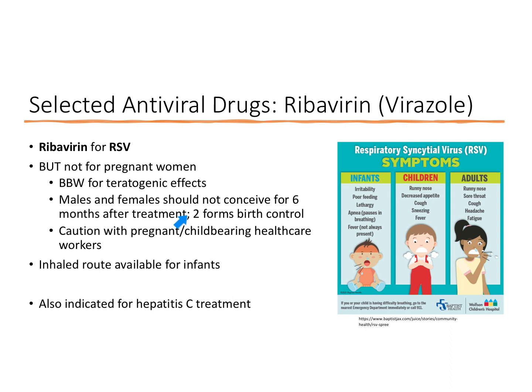So the people that have had this medication need to have 2 forms of birth control for 6 months after they complete. There's caution with pregnancy and with childbearing healthcare workers for this, because they can actually be affected by being exposed to the medication. So if a woman is pregnant or childbearing, they should not be around this medication. There's an inhaled route available for infants. And besides RSV, it's also indicated for hepatitis C treatment, and that's a combination treatment, but it's been very helpful for treating that.